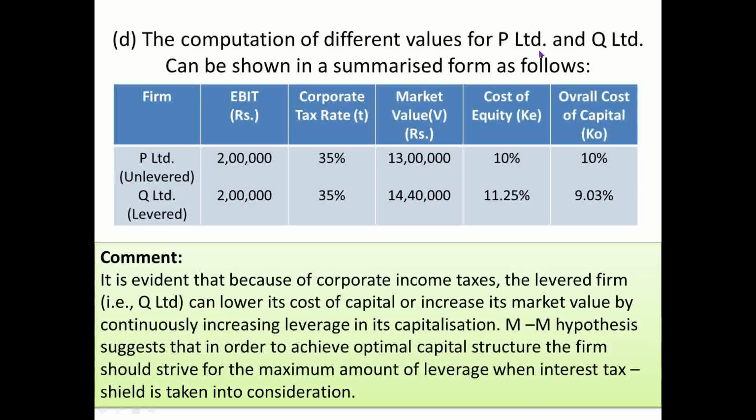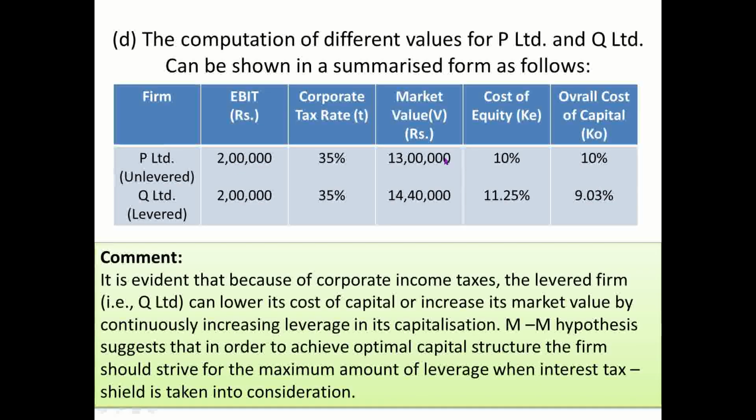So the computation of different values can be summarized. EBIT and corporate tax are the same, market value differs, cost of equity also differs. Here, due to the presence of debt, the cost of equity increases. Right? So it is evident that the overall cost of capital is 10% in case of P Limited, which is unlevered. In case of Q Limited, which is levered, it is 9.03%. So we see that even if the cost of equity increases here, the total overall cost decreases. Right? So it is better that your capital structure consists of debt.